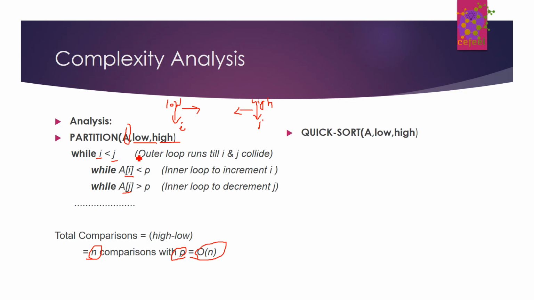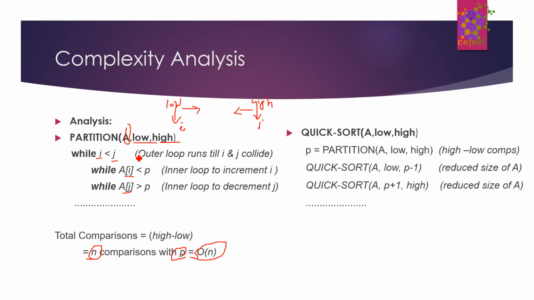Awesome. Let's see now the original quicksort call. So quicksort is nothing but a recursive call. First we have the partition call, which has high minus low, that is order n. Then we have two calls. The first one is low to p minus 1, and the second is p plus 1 to high.